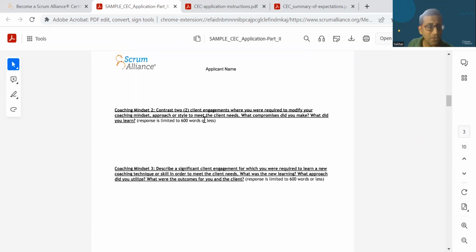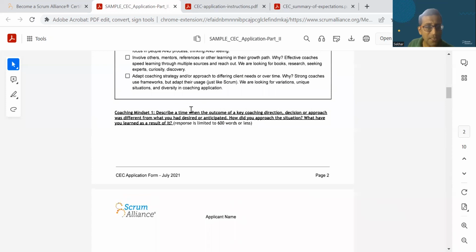The first question is: describe a time when the outcome of a key coaching direction, decision, or approach was different from what you had desired or anticipated. How did you approach the situation? What have you learned as a result of it? This is where we want to see your story. We want to read your story and see how you adapted to it.